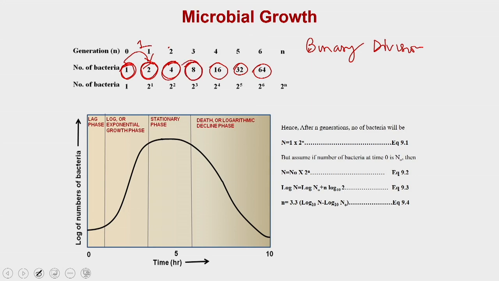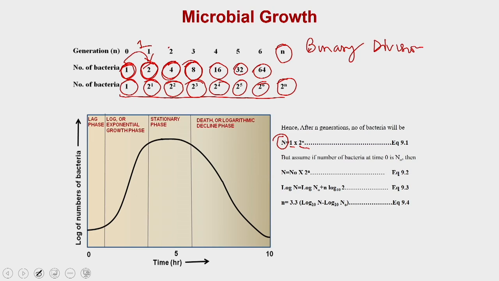And if I count the number of bacteria present, if it is the second generation, it is going to be 2 to the power 2. If it is the third generation, it is 2 to the power 3, which is 8. And if it is 4, then 2 to the power 4, 2 to the power 5, 2 to the power 6. So you can imagine, the number of bacteria in the nth generation will be 2 to the power n, which in equation form means the number of bacteria will be 1 into 2 to the power n.